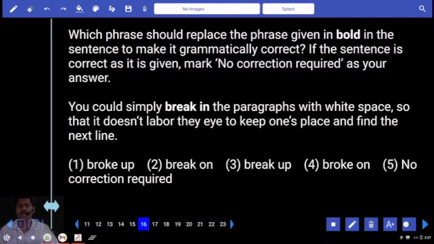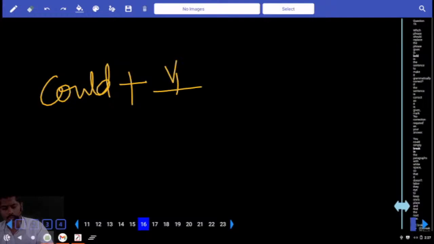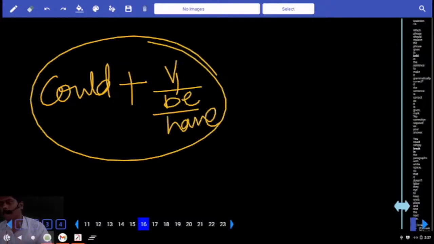16. You could simply break in the paragraphs with white space so it does not labor the eye to keep. So what is given? The hint for us is could. According to the modal verbs, will, would, can, could, shall, should, what do we take afterwards? We can attach V1 or be or have. After every modal verb, the rule is same, V1 or be or have.